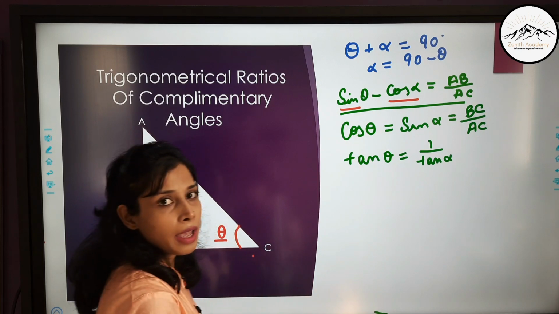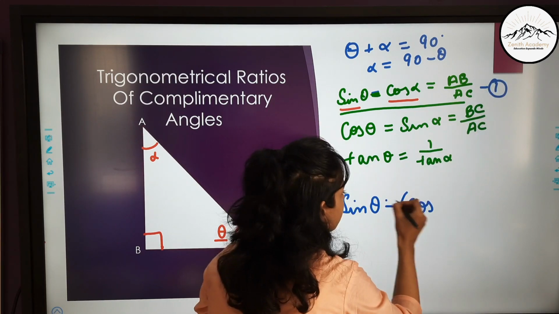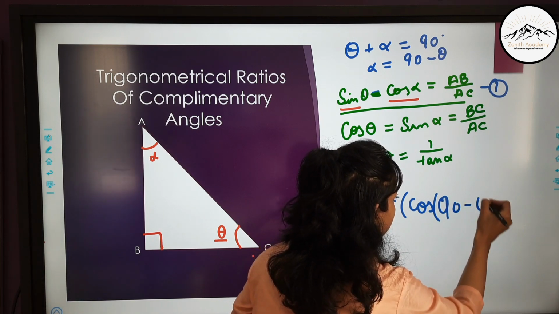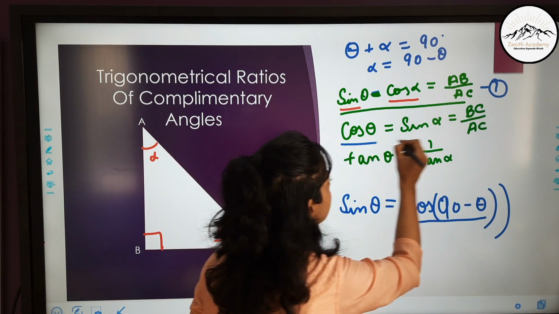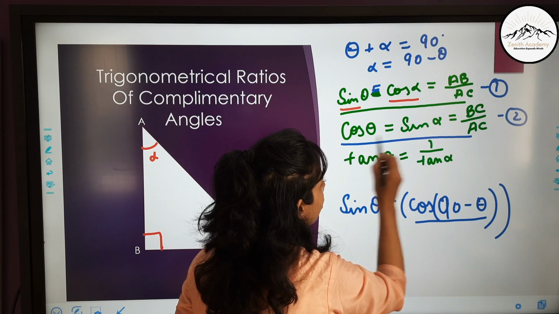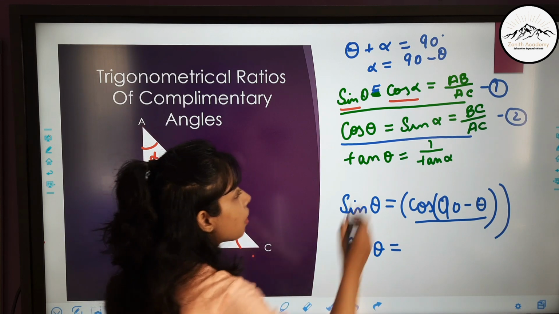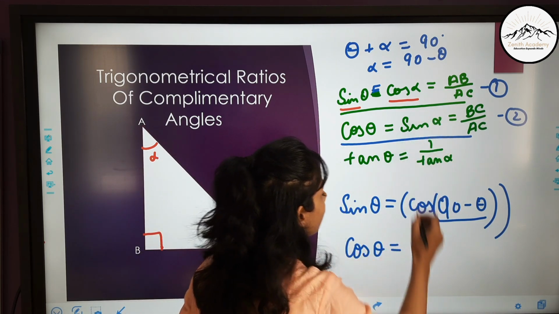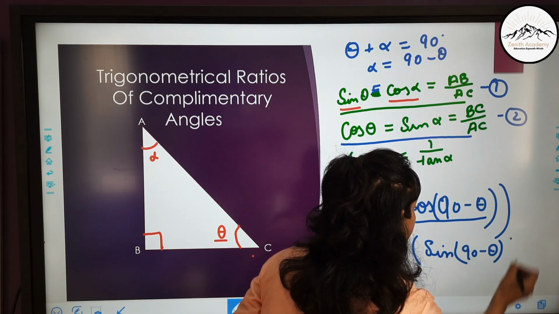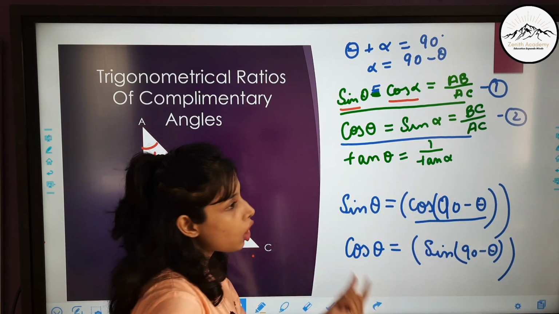This way we can write this alpha. So if we see this first equation, sine theta equal to, I can write cos 90 minus theta. For this second, cos theta is equal to sine alpha. So alpha we can write as 90 minus theta. Again, for sine theta we can write cos 90 minus theta, and for cos theta we can write sine 90 minus theta.